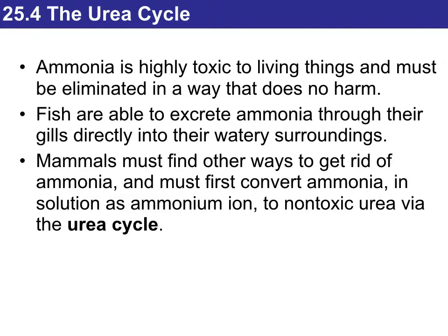If you're looking at reptiles and birds, they are the ones who make that kind of weird poop, which is a black little piece of feces with a white spot. This is uric acid. Now, mammals need to find other ways, which is intermediate in terms of the energy cost, to get rid of ammonia, and they first need to convert it into a solution called ammonium ion, NH4+. This is non-toxic and excreted as urea via the urea cycle.